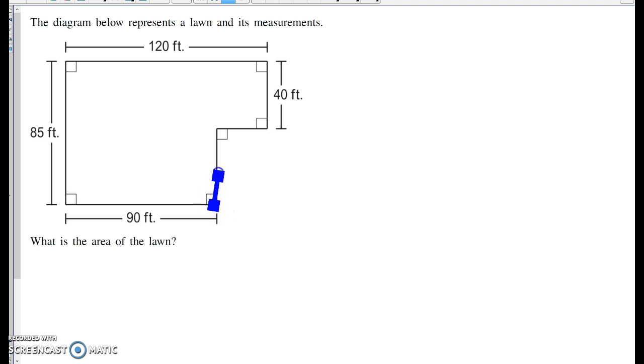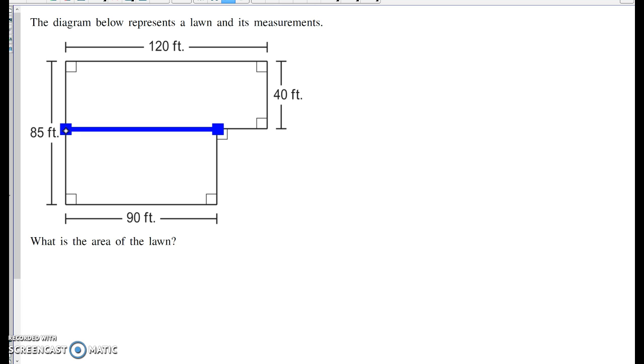So for example, here we could draw a line to cut this into two rectangles, 1 and 2, just like that. But if we wanted to, we could just as easily cut it across this way. And it really shouldn't make a difference at the end. It's just a matter of what's going to be easier to work with and easier to find the dimensions of.